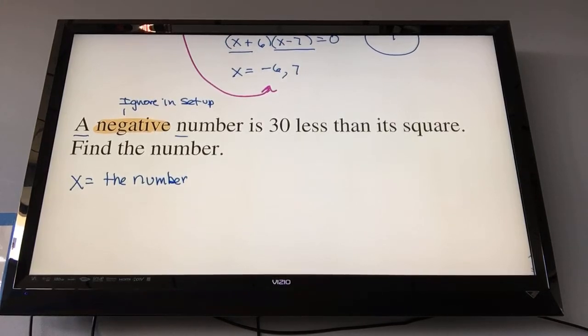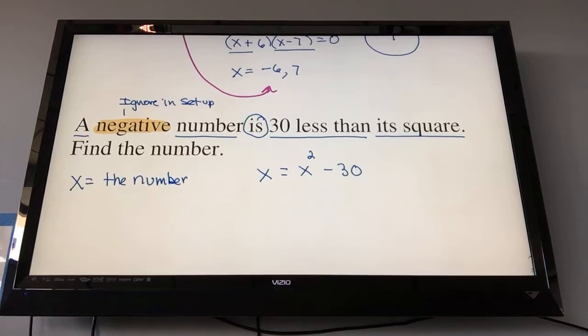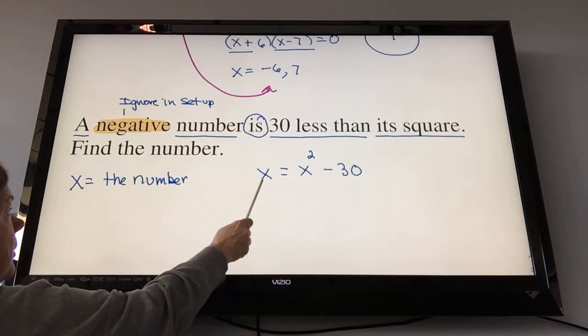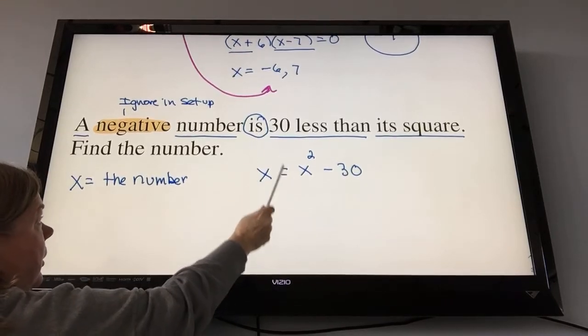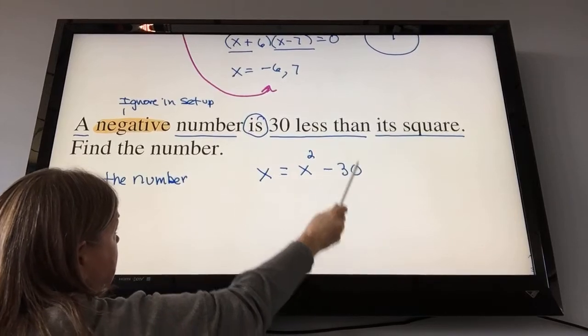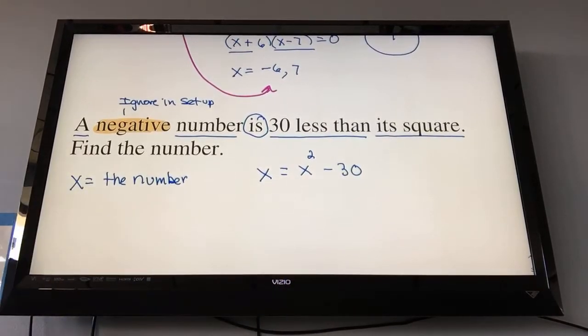A number, so x, equals 30 less than means I'm going to take away 30 from its square, or x squared. So again, as I read it, I write it. Ignoring the highlighted word, a number, which means my x, equals 30 less than means I'm taking away 30 from its square, x squared.